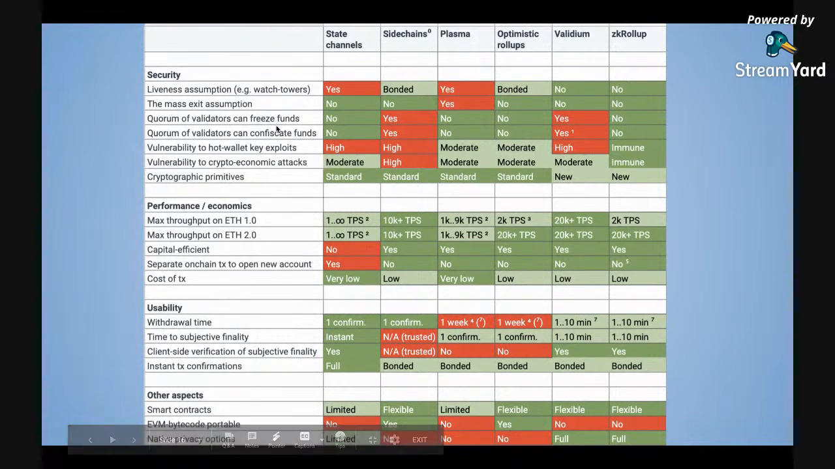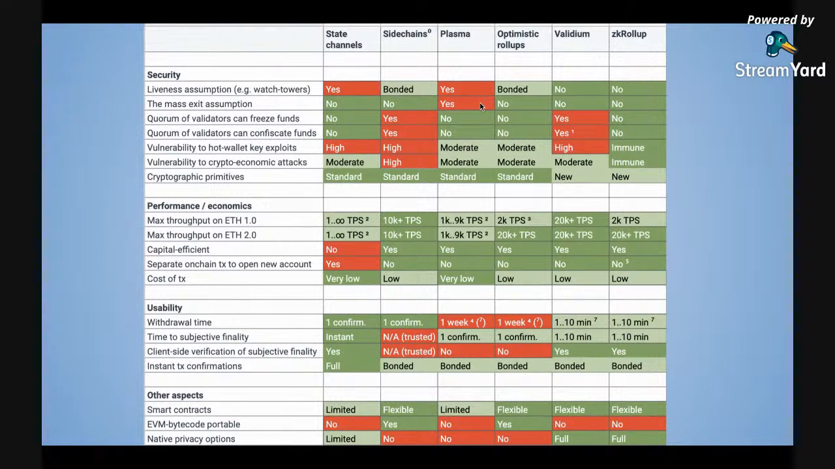And we can go through each of these and discuss them lightly. So, the liveness assumption of watchtowers. State channels and Plasma have to keep up to date on what's happening with the main chain. Side chains are bonded. No, okay. The mass exit assumption, Plasma.